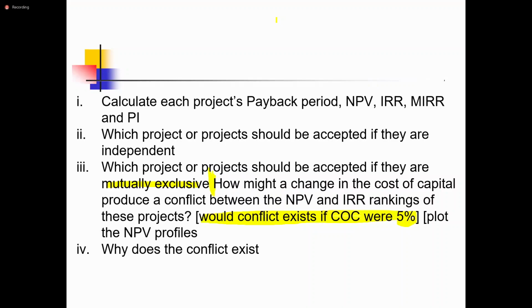IRR X 18%, IRR Y 15%. Modified internal rate of return X 14.61%, Y 13.73%. Profitability index X 1.097, profitability index Y 1.063.